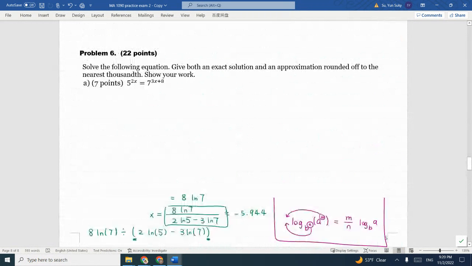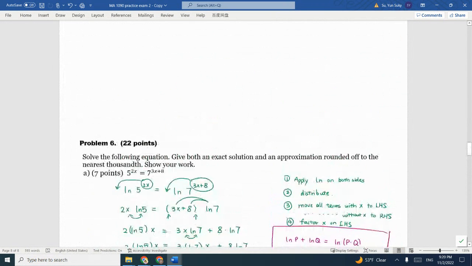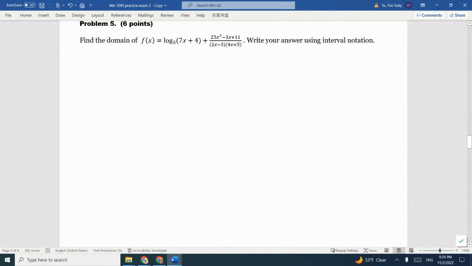So let's see, we did 9, we did 8, we did 7, we did 6. What else did we miss? Do you want to do number 5? Yes or no? Yes? Okay. All right. So find the domain.